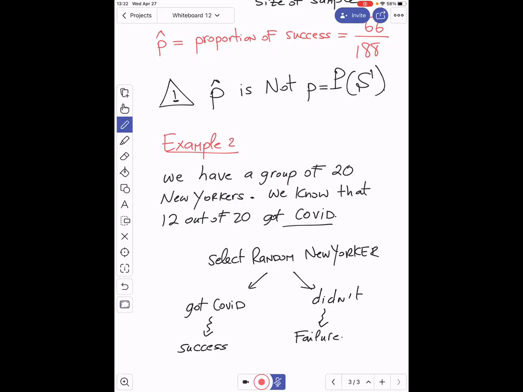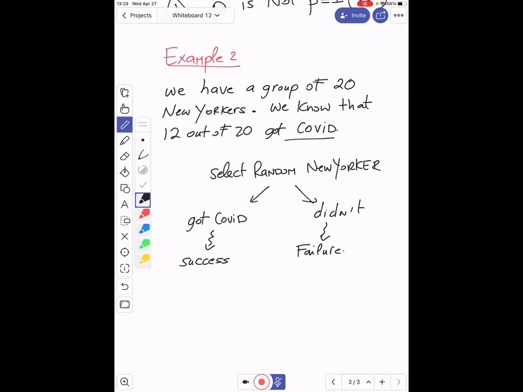Now we don't know the probability of success. If you select a random New Yorker, there are 10 million New Yorkers, I guess, so we don't know the probability that the person got COVID. So P, the probability of success, is unknown. However, what we have here is just a sample of 20 New Yorkers, and in this group we know that 12 out of 20 got COVID.